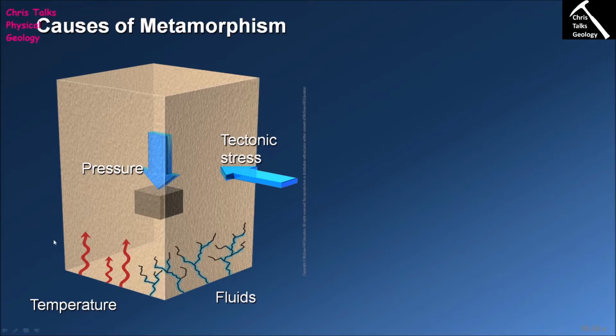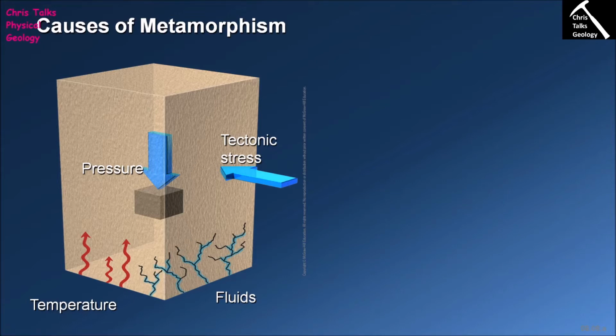Now we already know that pressure and temperature are going to be the major causes of the formation of most metamorphic rocks, because it's the changes in pressure and temperature which drive the mineralogical changes which are a part of metamorphism. So a lot of metamorphism simply is due to changes in mineralogy. Now, there are other ways in which we can induce metamorphism though. So tectonic stress is also going to be a cause of metamorphism.